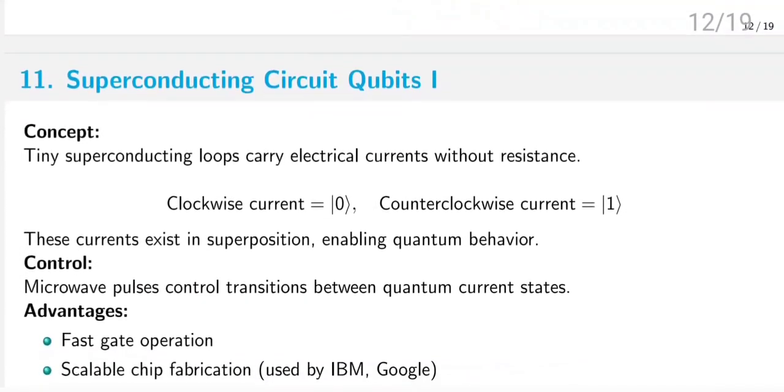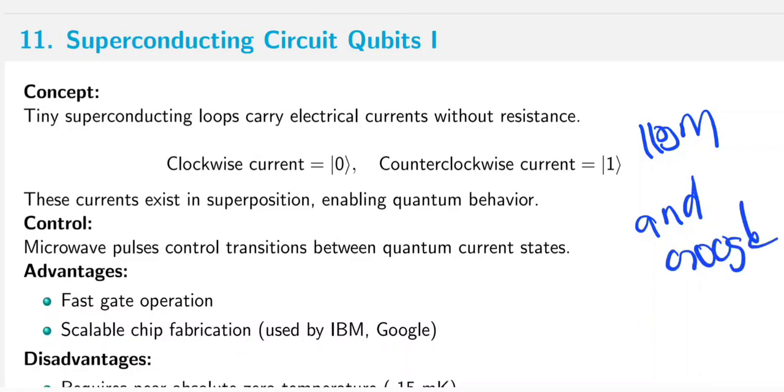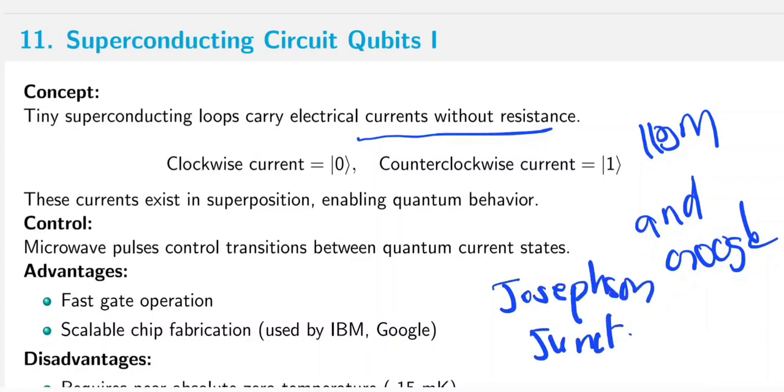Moving on to the most important concept, superconducting circuits. Superconducting qubits are among the most popular today. Most companies have been using these, and IBM and Google are working on superconducting qubits. Here a tiny loop of superconducting material carries electric current without resistance. The electric current in the circuit goes through the Josephson junction, and from that junction we make current pass without resistance.